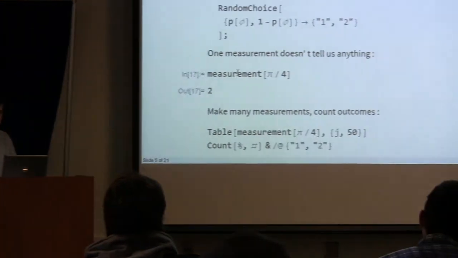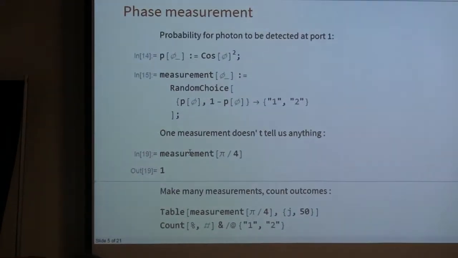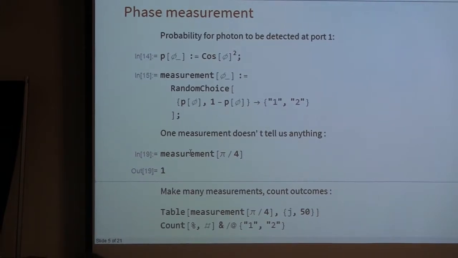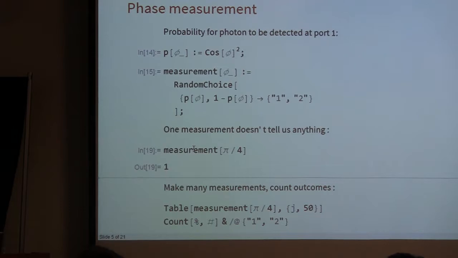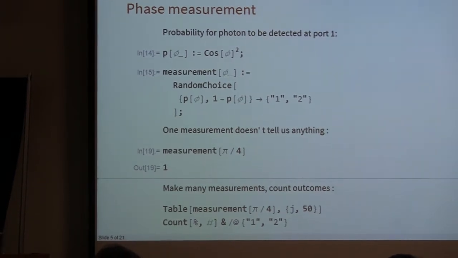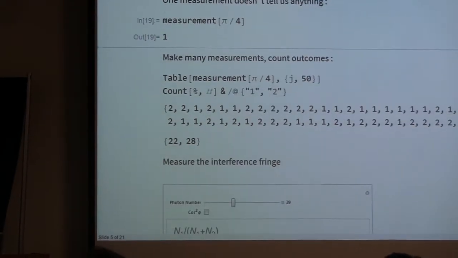Get the same result, get a different result. So individual photons always make a choice. The interferometer is throwing dice. It's playing random numbers. We could do this for 50 little dice.